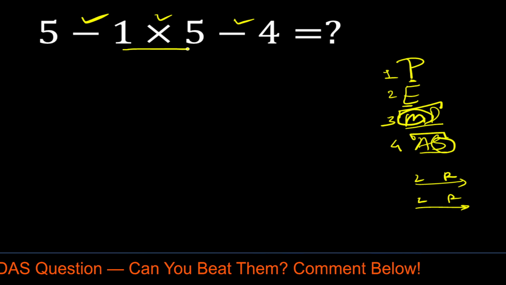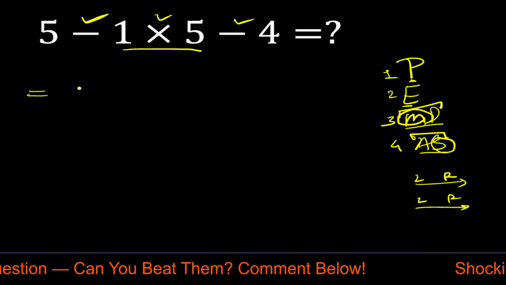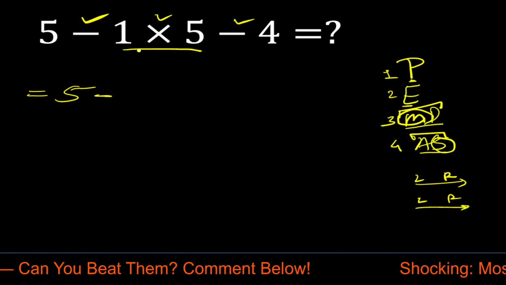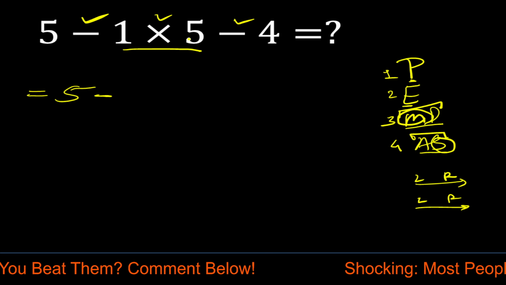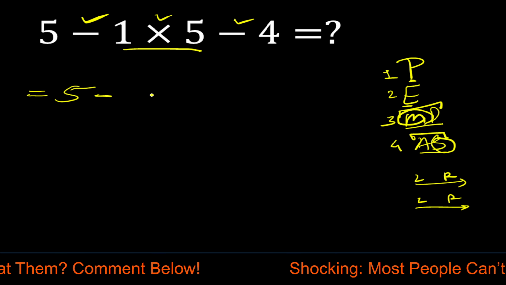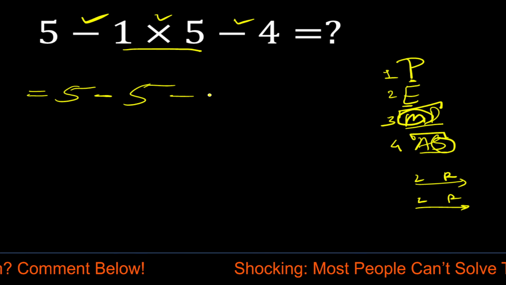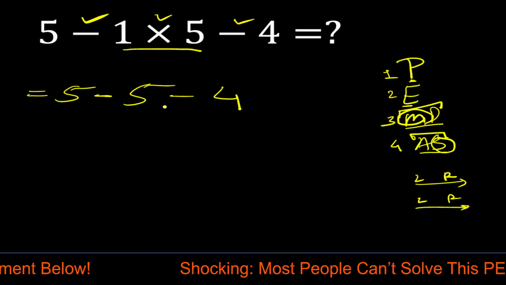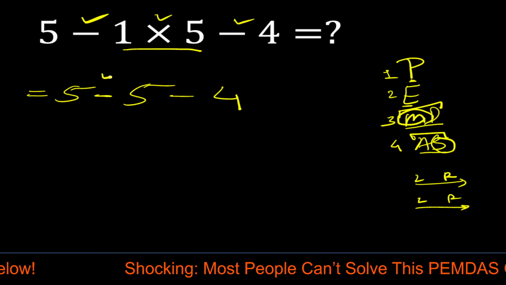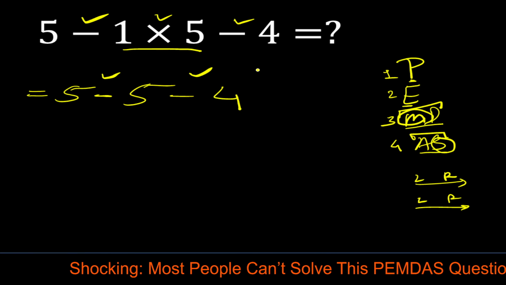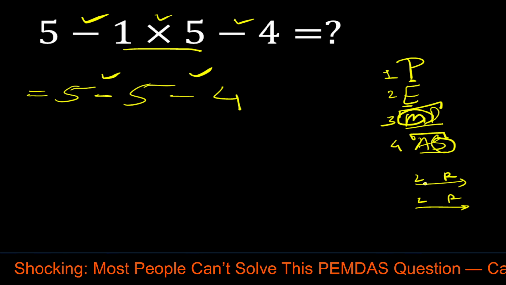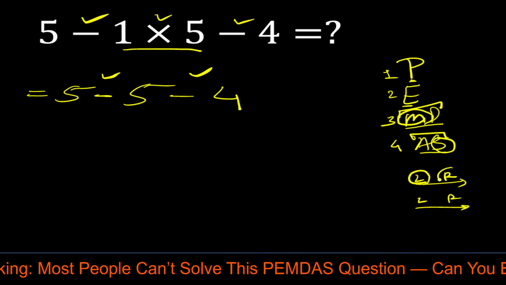So first we have to solve this multiplication. So 5 minus, now solve this multiplication, 1 times 5. So 1 times 5 is equal to 5 minus 4. Right. Now here we have subtraction and here subtraction. And both have equal priority. So we have to solve it from left to right.